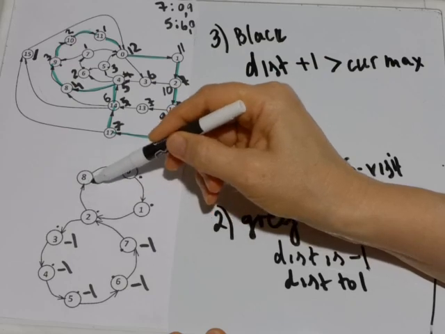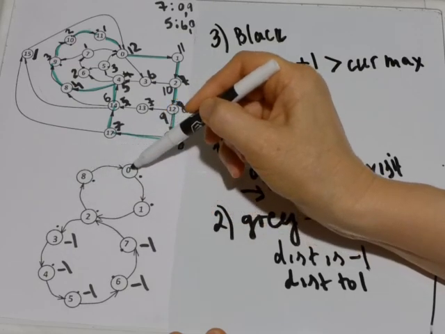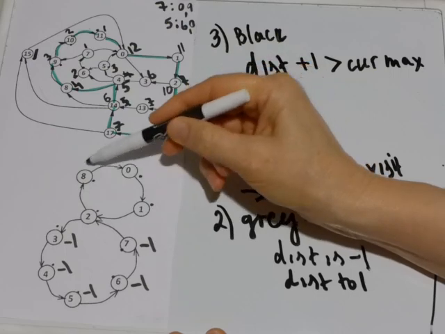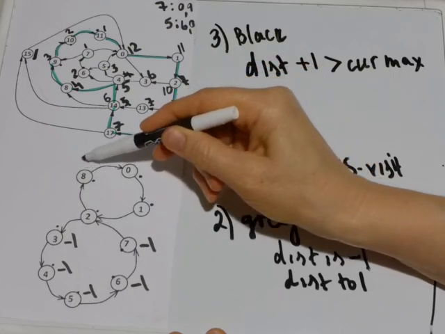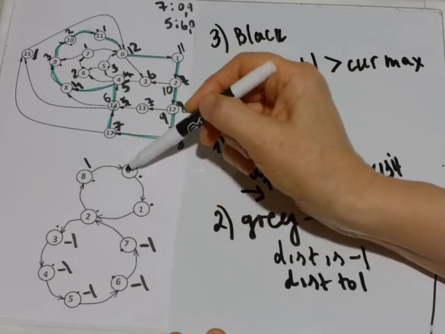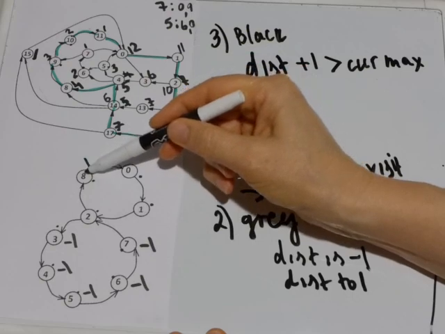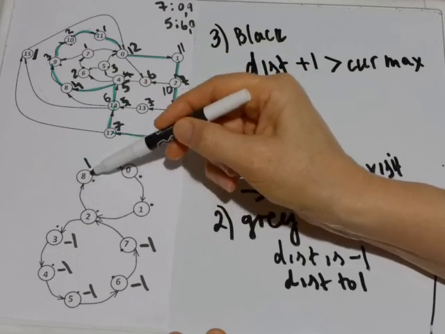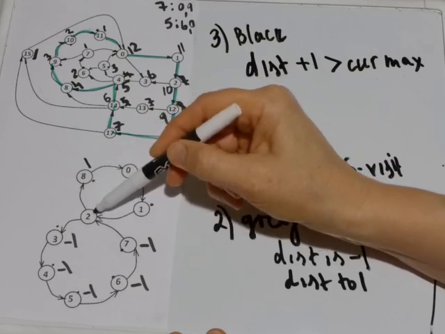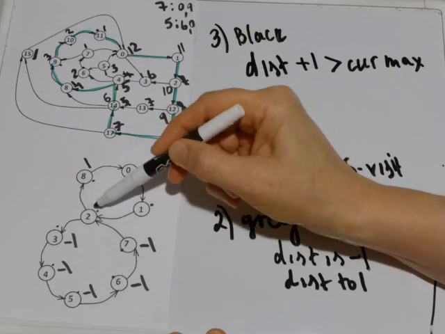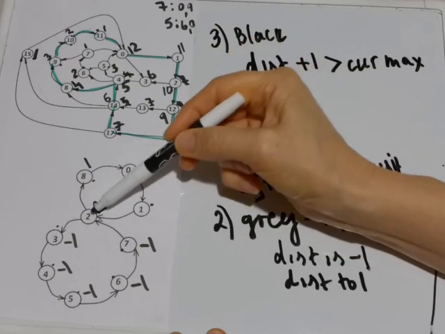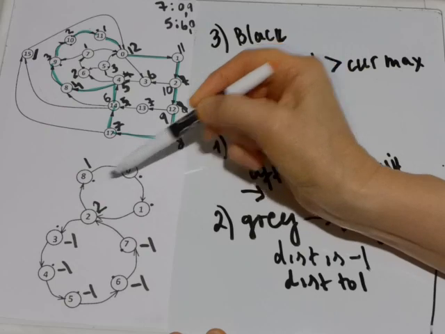Next child is 8. From 8 to 0 we found the gray node, and it is the source. And the distance of 8 is -1, so we can set it to 1. The path from 8 to 0 contains 1 edge. And then when we return from 8, distance of 8 is 1, greater than -1. So we can set distance of 2 as 1 plus 1 is 2. So we set it to 2. That means there is a path from 2 to 0 of 2 edges.